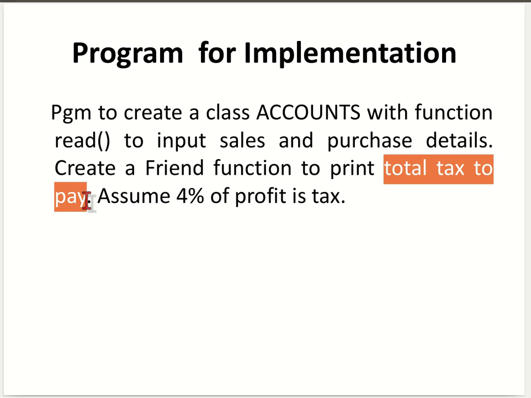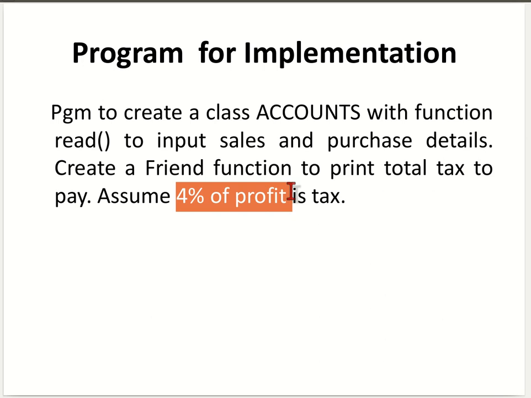It will print the total tax to pay. So if you give an accounts object, it will provide the total tax to pay. It will be calculated like this: 4% of the profit is our tax. How do we get the profit? It is sales minus purchase. So like that you can do it.